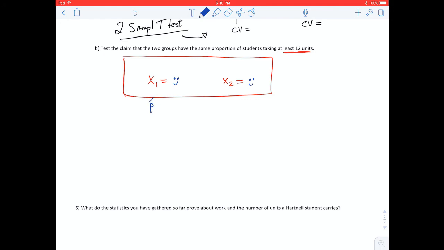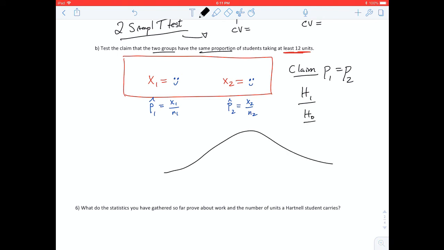Then you could write down the p hat for each one. So x1 divided by n1. P hat number 2, x2 divided by n2. And then for the claim, it's saying that the two groups have the same proportion. So that would be P1 equals P2. And then write down H sub O. Oh, excuse me, I usually do the other order. Write down H sub 1. Write down H sub O.